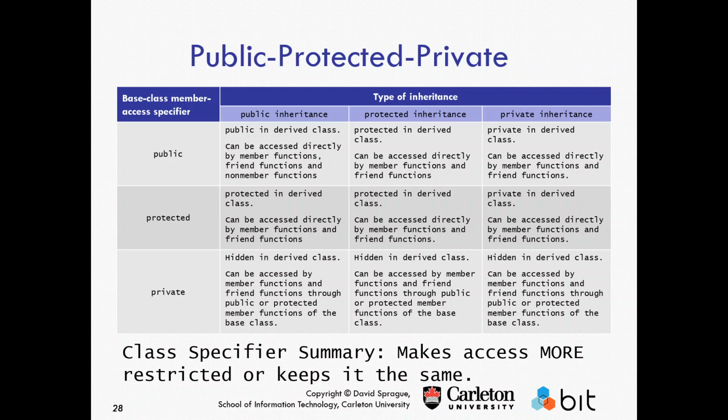Inheritance makes access more restricted or keeps it the same. Every time I go another level down, if I have a public class and public inheritance, everything's public. If the base class is public and the inheritance is protected, then everything in the base class is protected. If I start with protected and go public in the inherited class, then everything is protected.